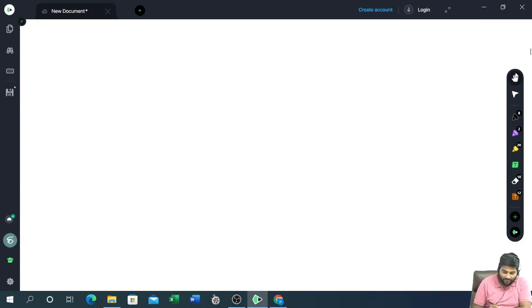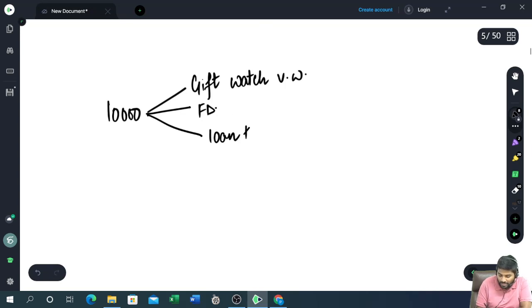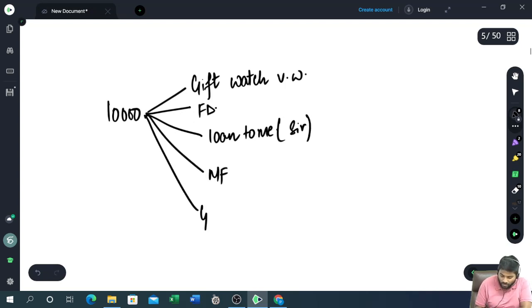Yes, sure. For example, your name is Kaveri. Kaveri, you are having 10,000 rupees on January end. So what can be your uses? You can buy a gift for your boyfriend, a watch, for Valentine week. You can invest in fixed deposit. You can give it as a loan to me. You can invest in mutual funds. You can invest in gold. So money has lots of uses. Or you can use it for your consumption.